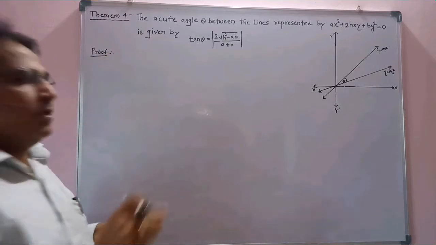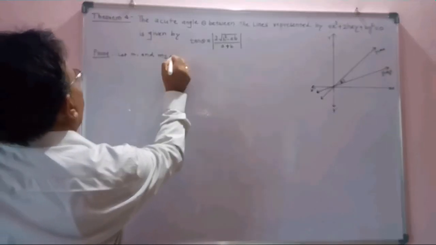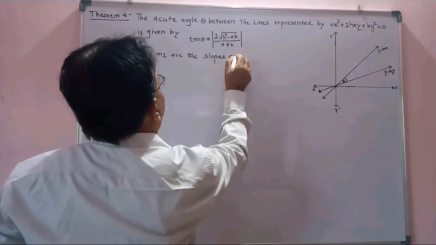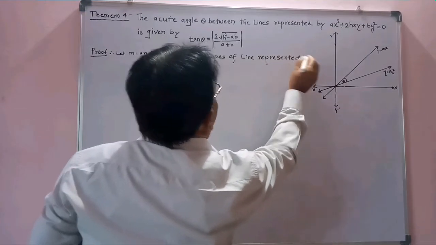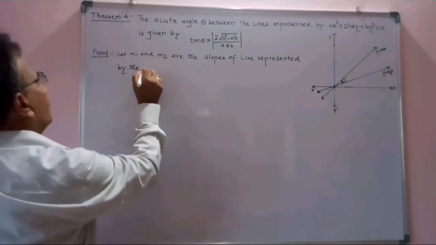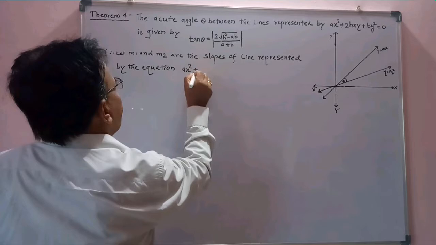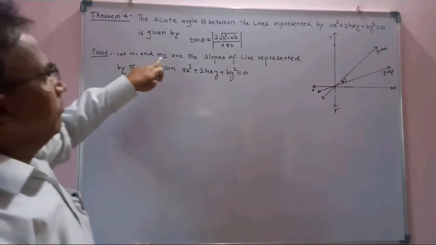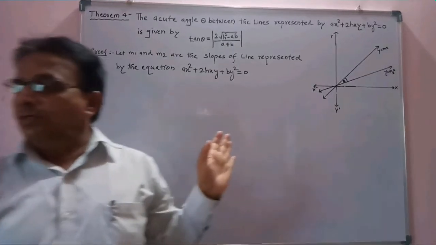Let m1 and m2 be the slopes of the lines represented by the equation ax square plus 2hxy plus by square equal to 0.